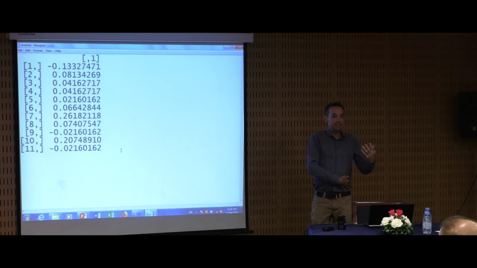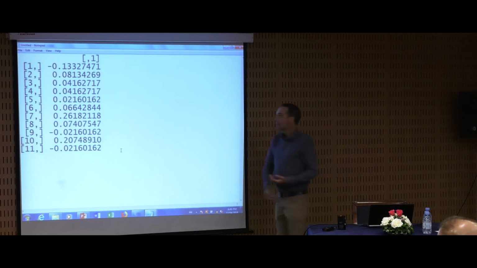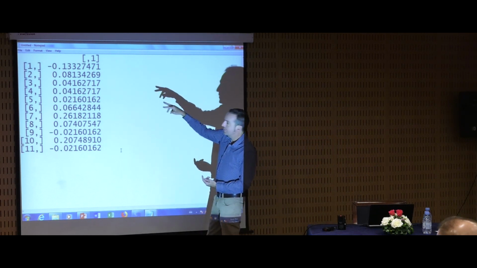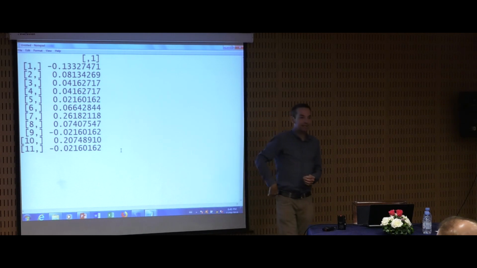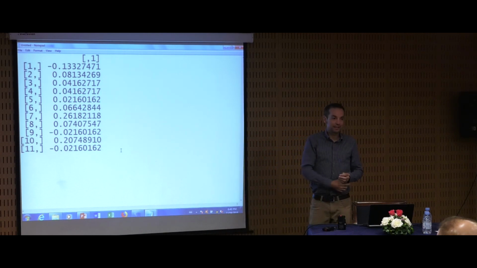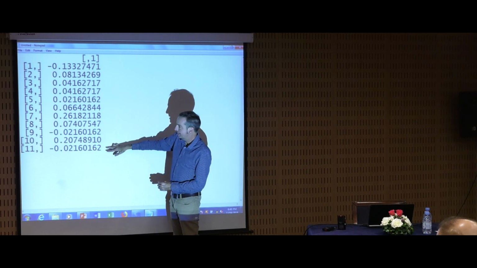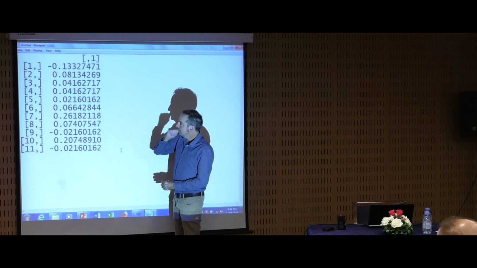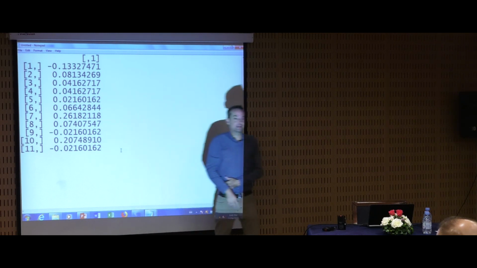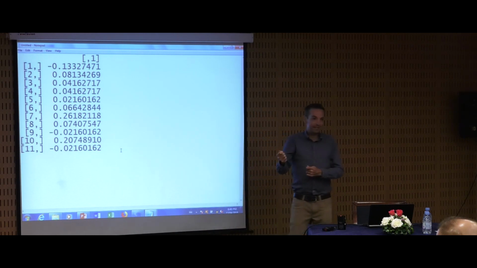Okay, so this is the solutions. The first one there is the mean effect of the population, so that's minus 0.133. The rest are the effects of the SNPs. So the 2 there is actually the first SNP going down to the 10th SNP here. And each of those is the effect of the second allele. So if T is the second allele, it's the effect of getting that T allele.